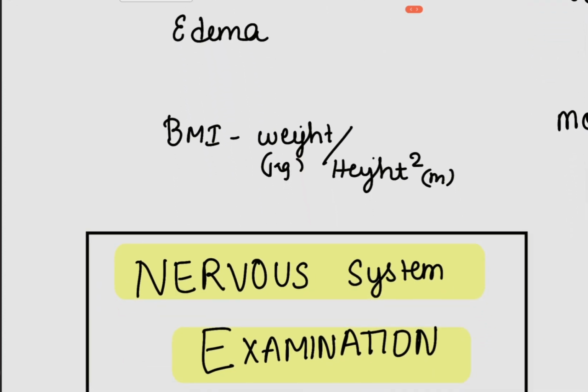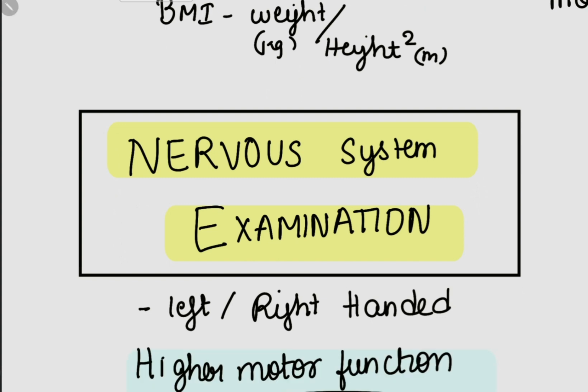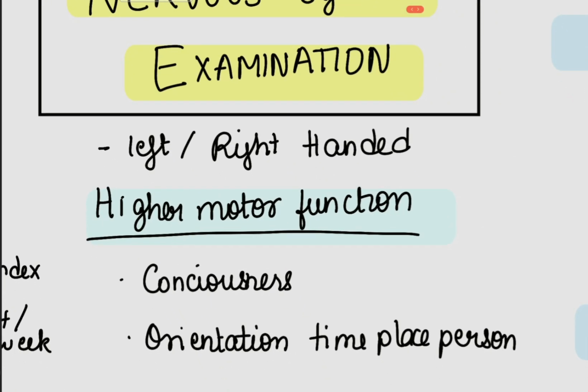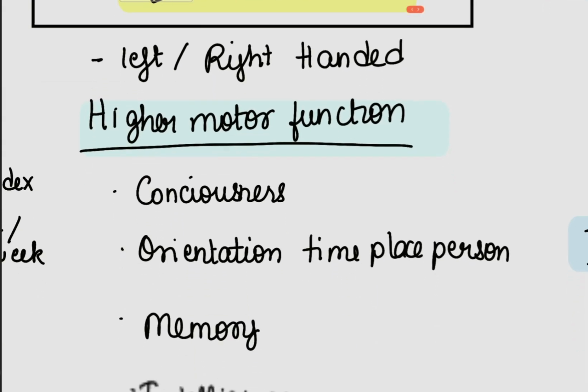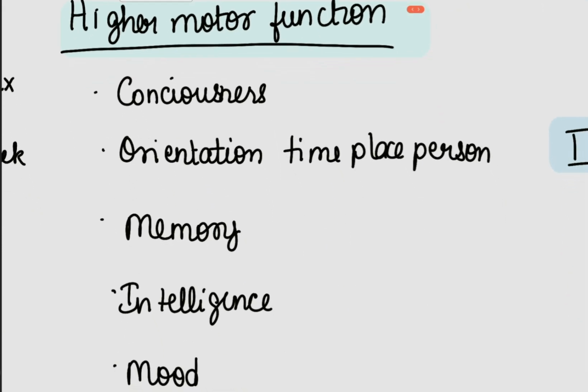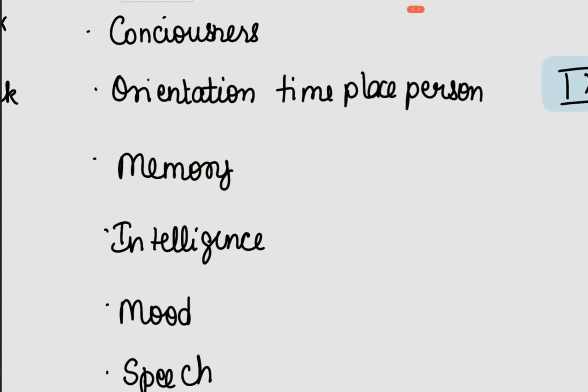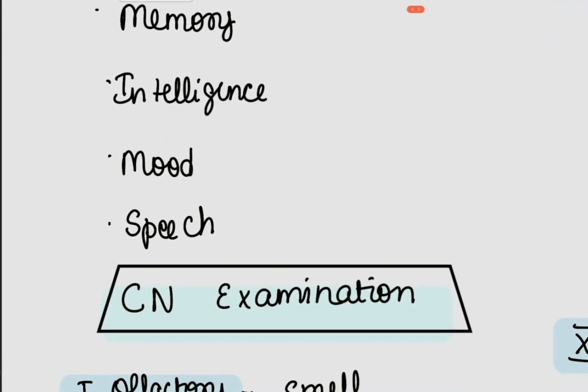We'll calculate BMI. Then we'll move to nervous system examination, the part where all of us find it difficult. Nervous system examination questions will be basically like which hand was his dominant hand. Higher mental functions will be asked, such as consciousness, orientation to time, place, person. We ask the patient generally what time it is, like is it evening, morning, or night, or is he aware of the day. Then we'll ask questions related to memory, intelligence, mood, speech.